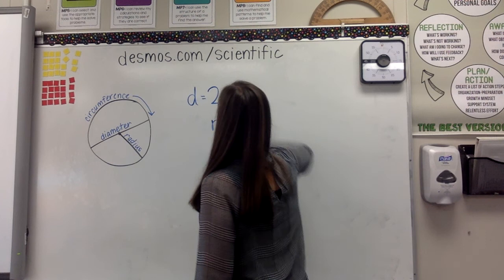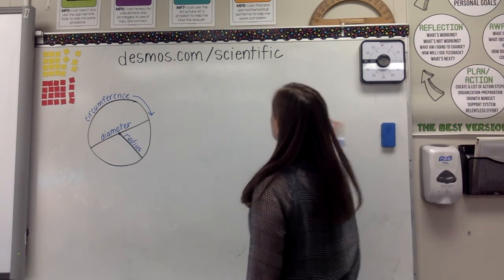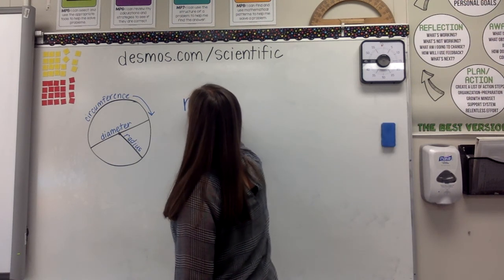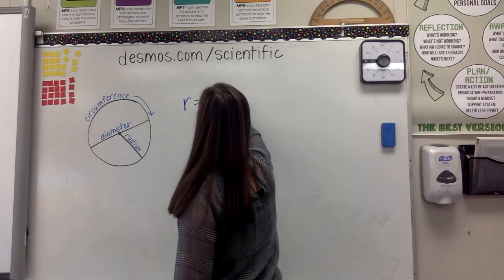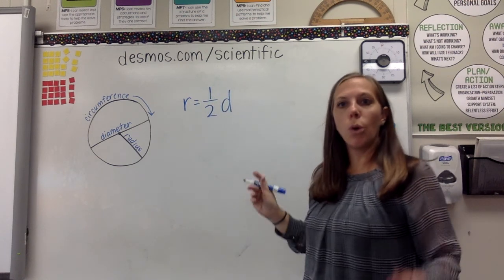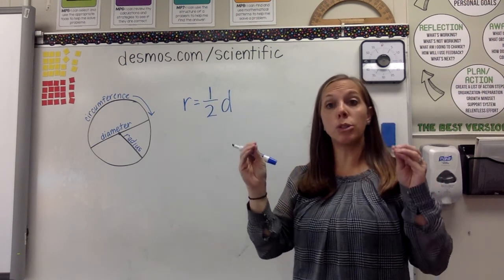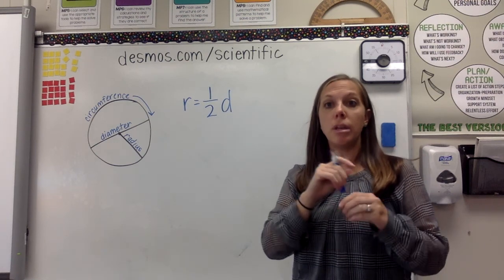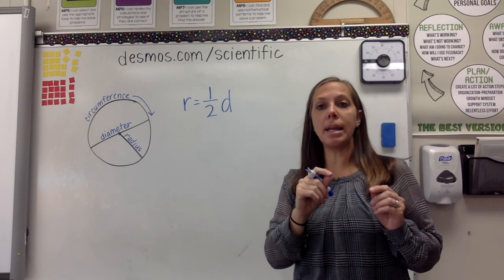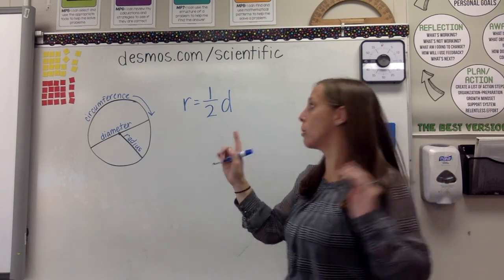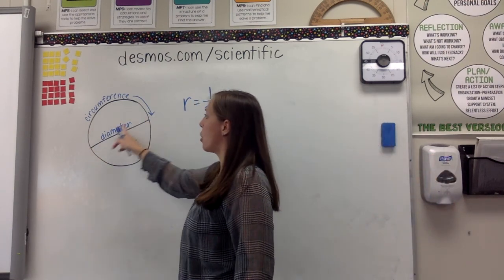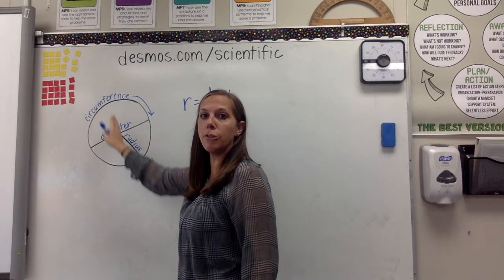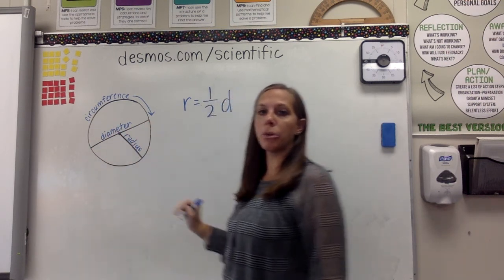Now, let's kind of work backwards of that. Let's say I want to find the radius, but all I know is the diameter. Well, since the diameter is twice the radius, we could reverse that, do the inverse operation, and say that the radius is half of the diameter. So again, you've got your diameter that goes all the way across through the center. If you cut it in half, you end up with a radius.